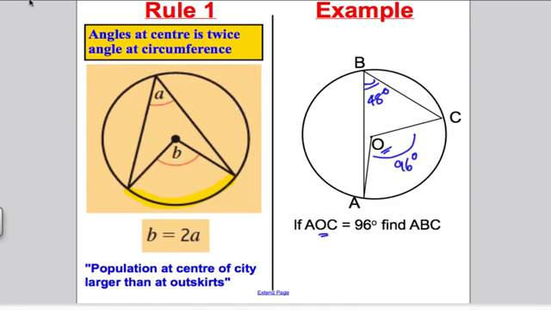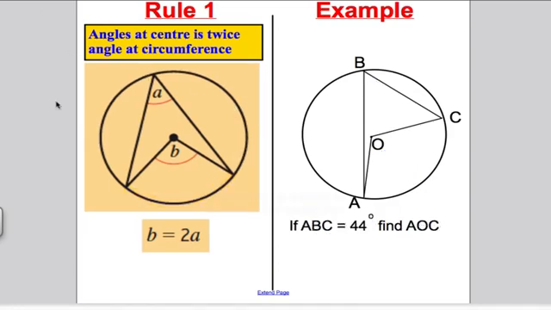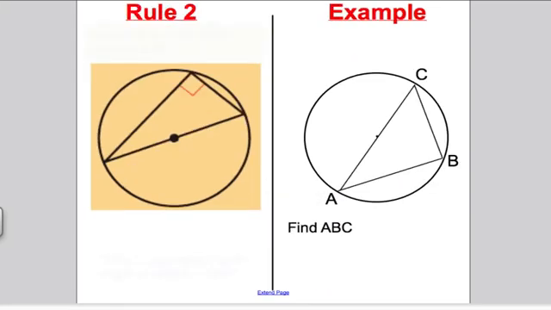Okay? And let's just have another look at this rule. Here's the rule again. Remember, angle at centre twice angle at circumference. If they told us that ABC, A to B to C, this one, was 44, what would AOC be? Well, it's doubled, so it'd be 88 degrees. Okay, and that's rule 1 covered. Nice, easy rule. Okay, let's move on to rule 2.